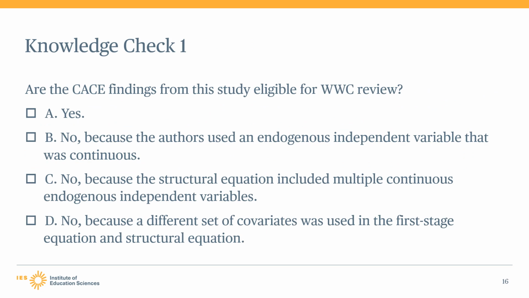Your response options are A, yes, B, no, because the authors used an endogenous and independent variable that was continuous, C, no, because the structural equation included multiple continuous endogenous independent variables, D, no, because a different set of covariates was used in the first stage equation and structural equation. You may want to pause the video while you think about your answer.